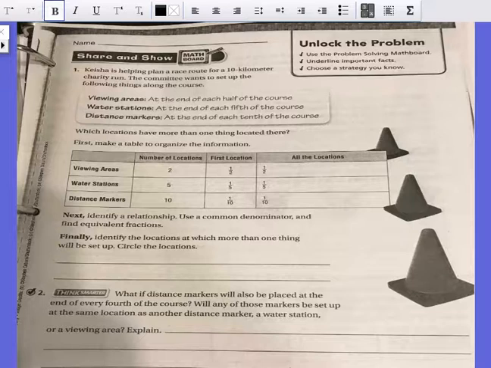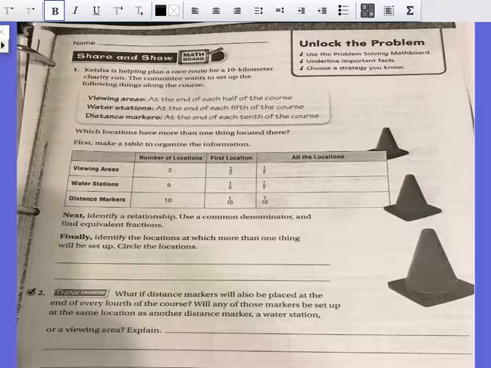Keisha is helping plan a race route for a 10-kilometer charity run. The committee wants to set up the following things along the course: viewing areas, at the end of each half of the course; water stations, at the end of each fifth of the course; and distance markers, at the end of each tenth of the course. So which locations have more than one thing located there? We're going to be looking for a pattern here.